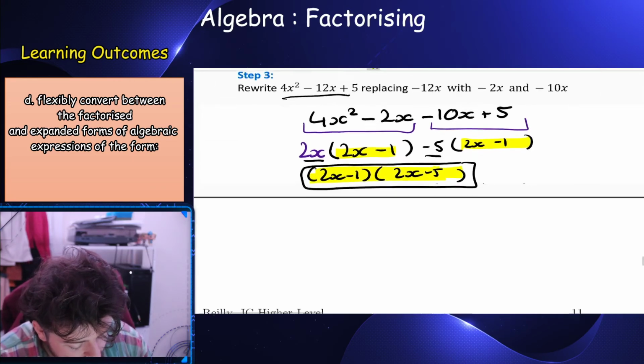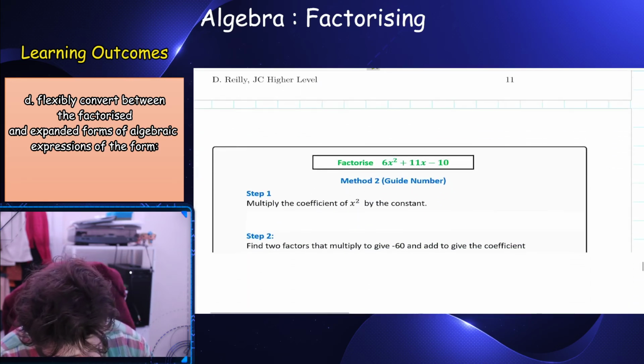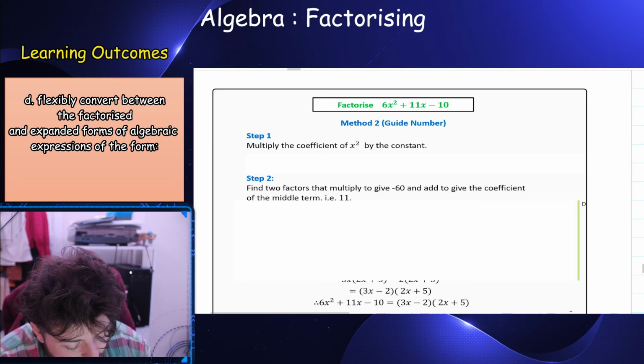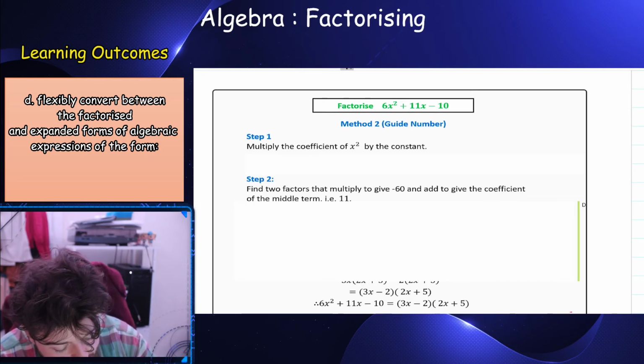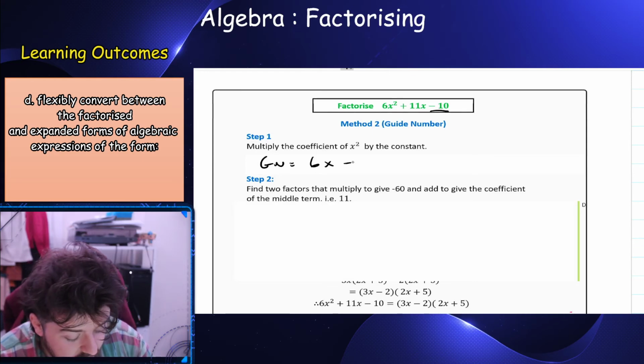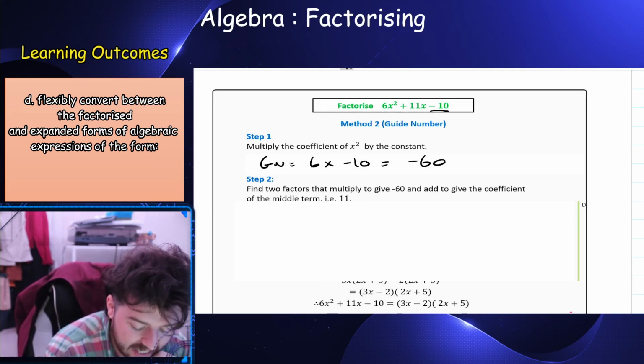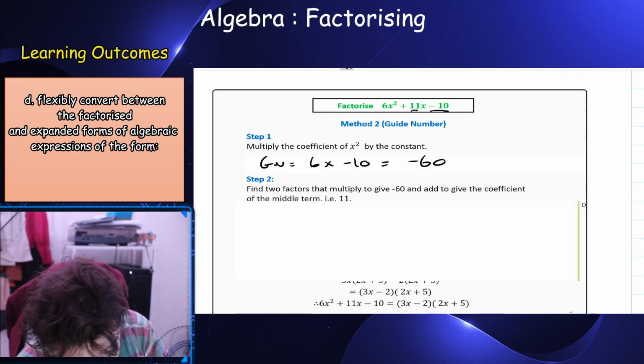I'm going to do one more example of the guide number method now. So 6x squared plus 11x minus 10. So first step, find the guide number. So it'll be 6 times minus 10, which is equal to negative 60. Then find two factors that multiply to get minus 60 but add to get 11, or the middle term here.